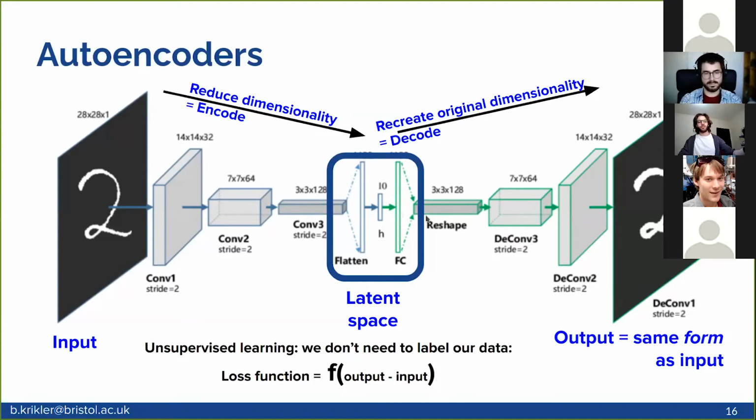And then we do an inverse process where we decode that space and we get back something that looks like the original image. So this latent space is being learned. You've preserved as much as possible the information, but you've massively reduced the dimensionality. So that's a typical autoencoder.